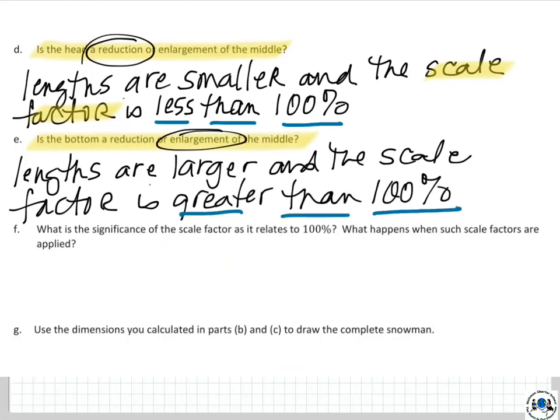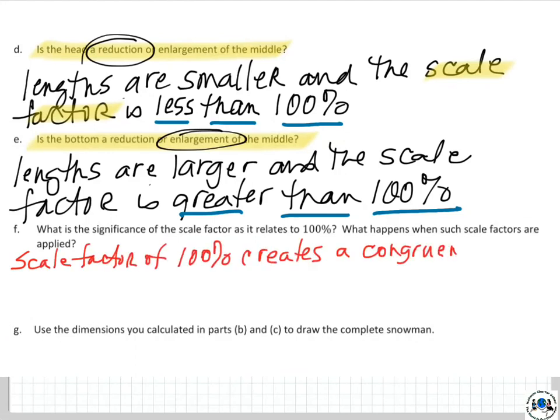And again, in both of these cases, when we created the head and when we created the bottom, we used one scale factor only. So we applied the same scale factor to both the horizontal measurements and the vertical measurements. Like I said, which isn't always the case, and which is what we'll practice in a minute. Okay. Now, F asks, what is the significance of the scale factor as it relates to 100%?